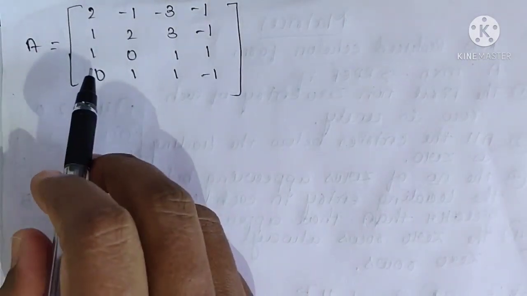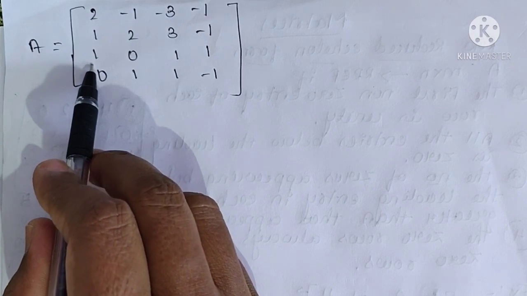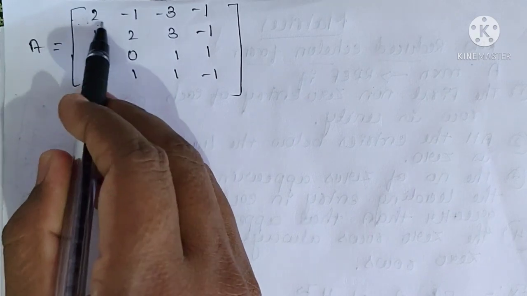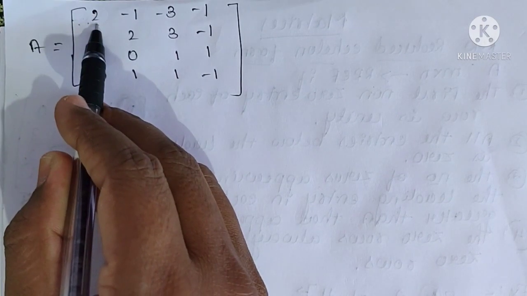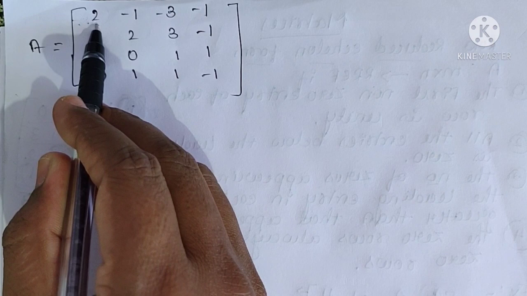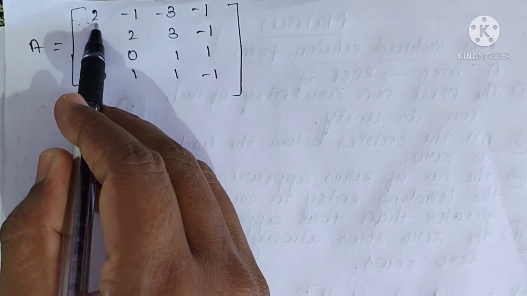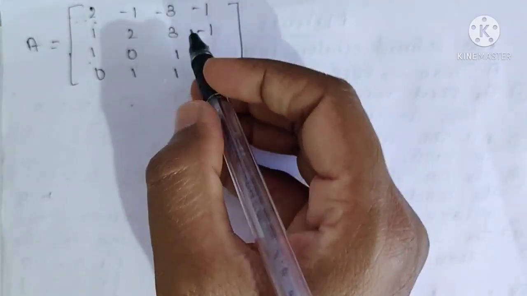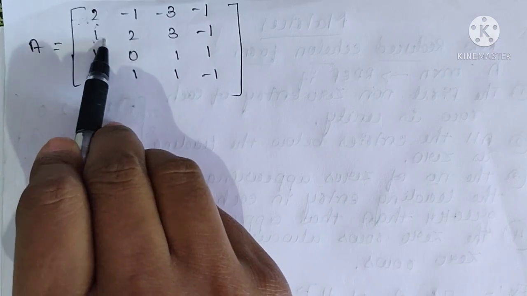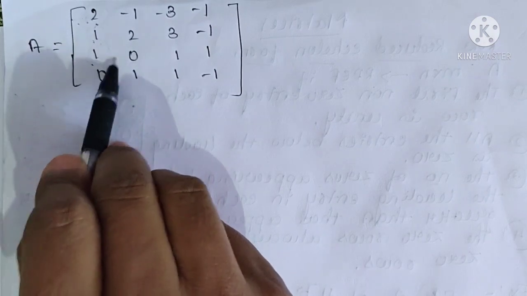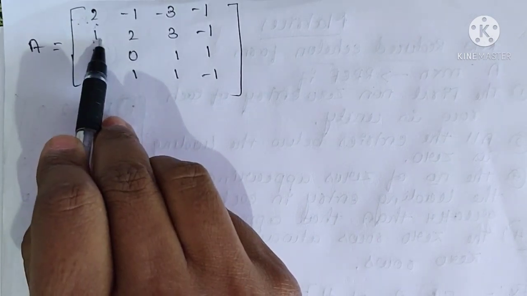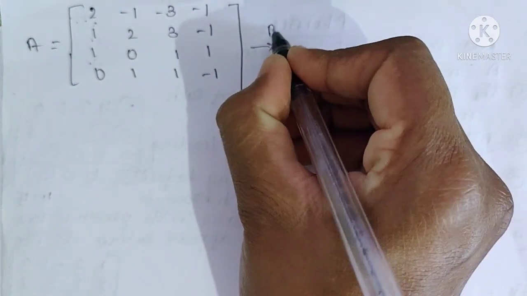Next example. Find the rank of the matrix by reducing into echelon form. See here you can observe in the first row, the first non-zero element is 2, but by the definition of echelon form, in any row the first non-zero element must be equal to 1, but here it is 2. Therefore you have to interchange with any row whose first element is 1. Row 2 contains first non-zero element 1, row 3 contains first non-zero element 1. You can interchange the first row with either the second row or the third row. Here I am interchanging with row 2.